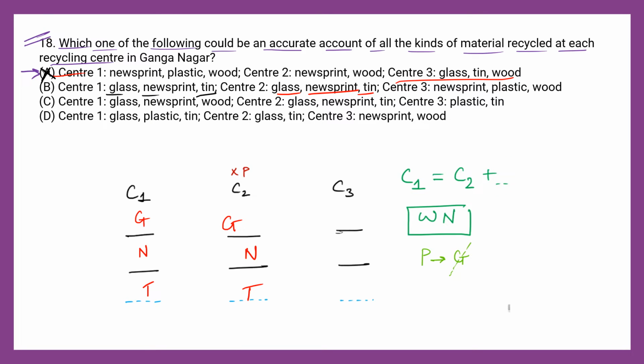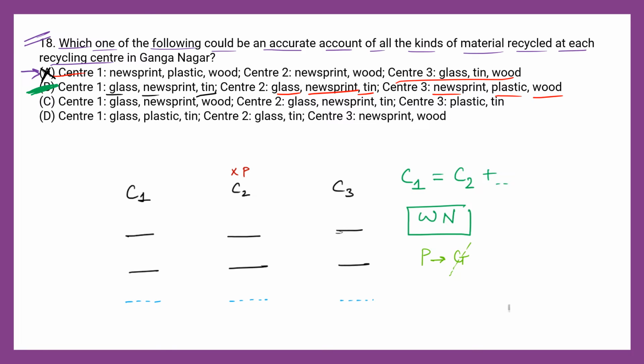Let's look at C3. It says N, P, and W. So you have N, P, and W. Hey, it follows all the rules. You have a P and you don't have a G. You have a W and an N. So this looks okay to me, right? So it looks like this is possible. It's accurate. So B looks like the answer, and it should be the answer. Let's look at some of the other options just to confirm.